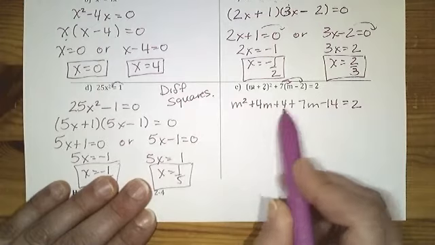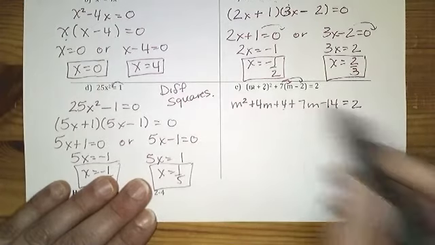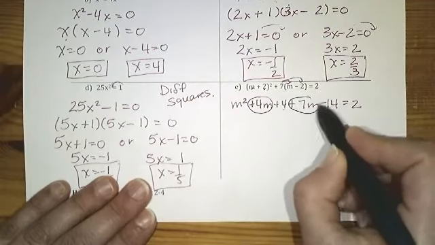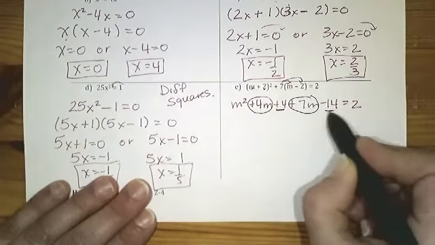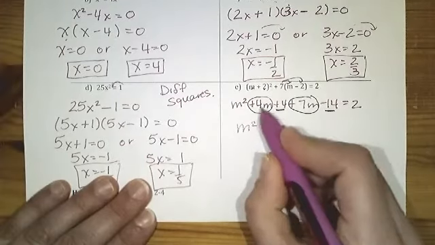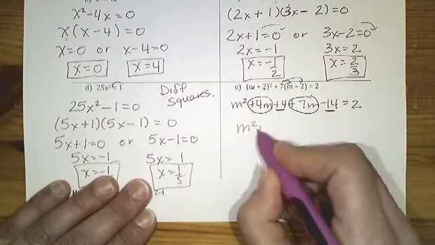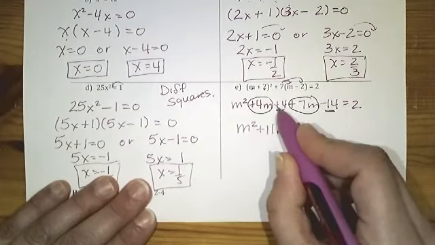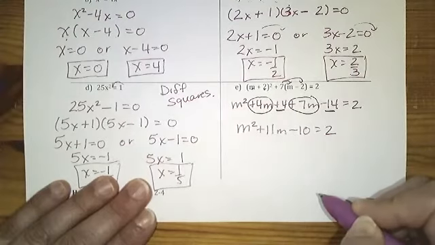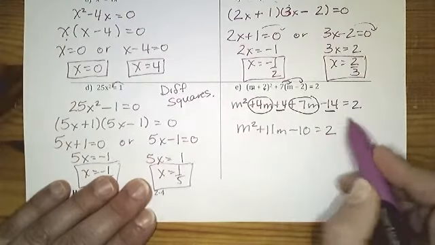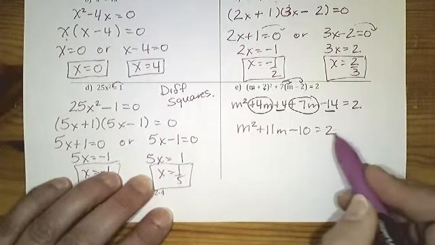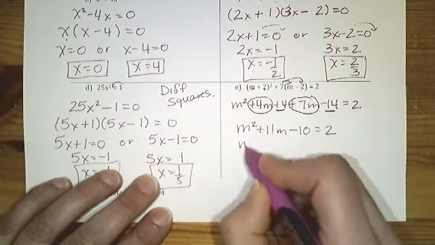So I want to simplify on this side. So I need to determine my like terms. So I have an m term here, an m term here, and I also have my constants, so I'm going to combine those on the next line. So I have 11m, and a positive 4 and a negative 14 is negative 10, is equal to 2. Step 2, we need to bring all terms to one side and make it equal to 0.